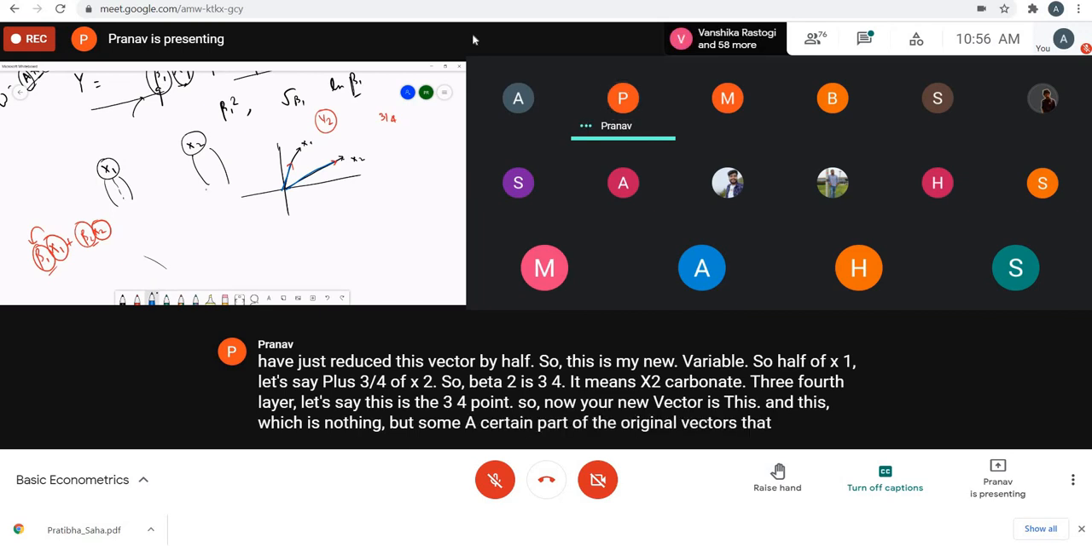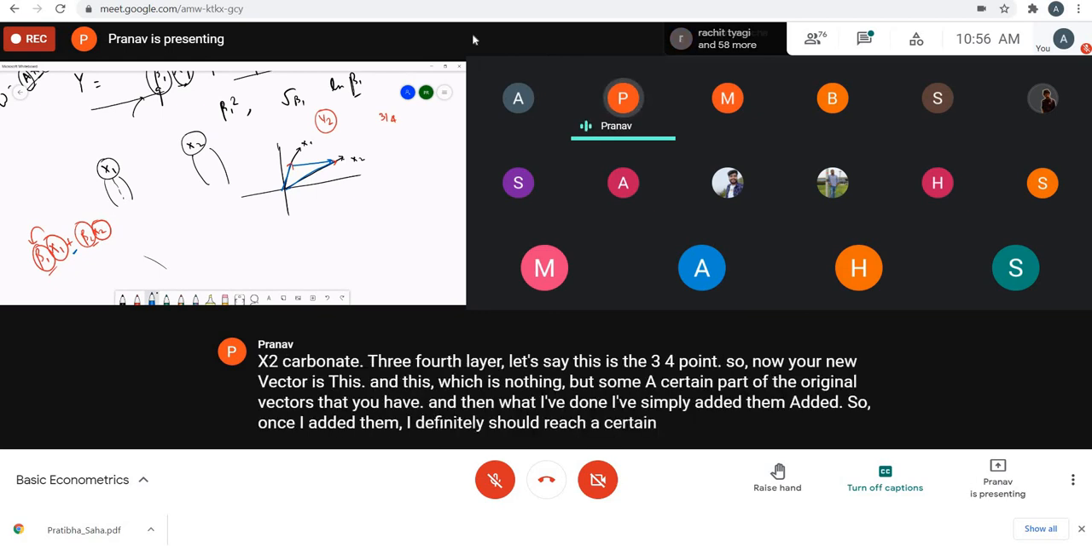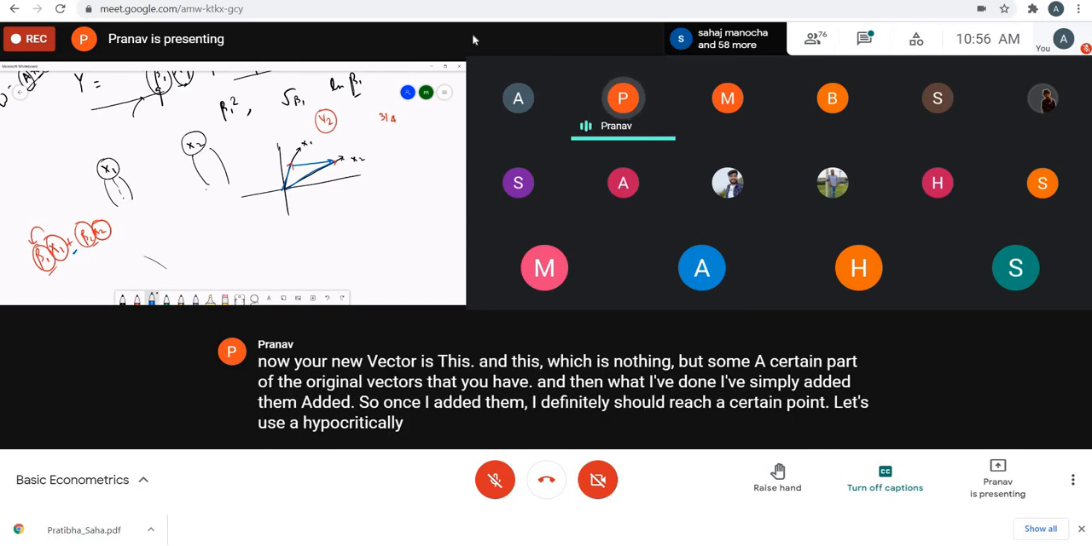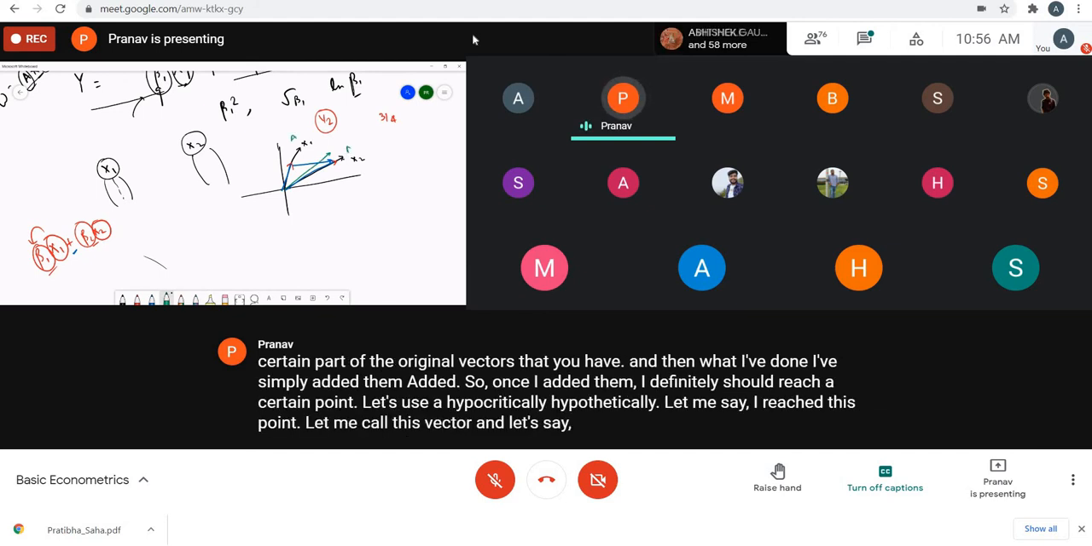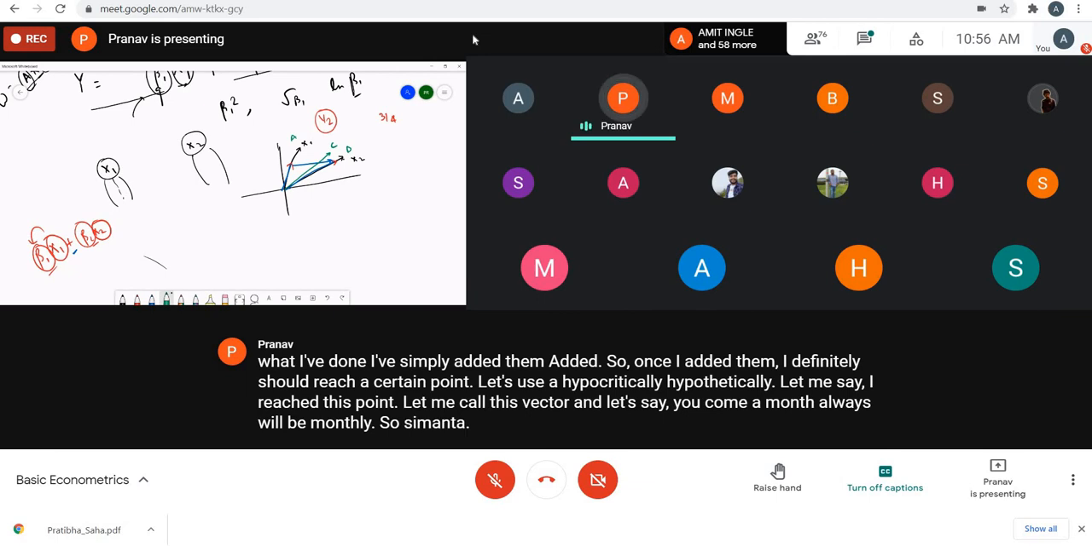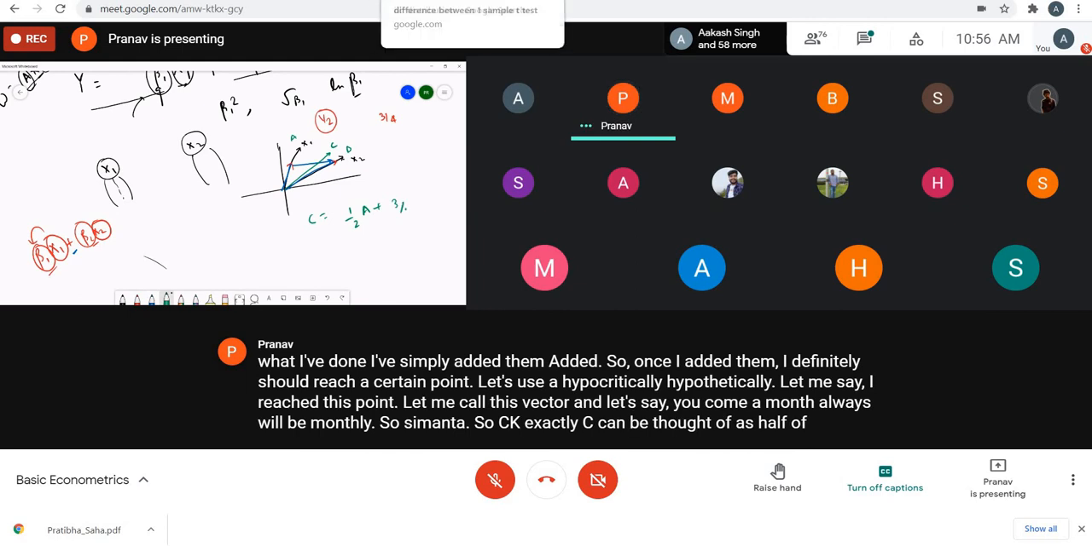And then what I've done, I've simply added them. So once I added them, I definitely should reach a certain point. Let's say hypothetically, I reached this point. Let me call this vector, इसको मैं A मानता हूँ, इसको B मानता हूँ, इसको C मानता हूँ. So C क्या है exactly? C can be thought of as half of A plus 3/4 of B.